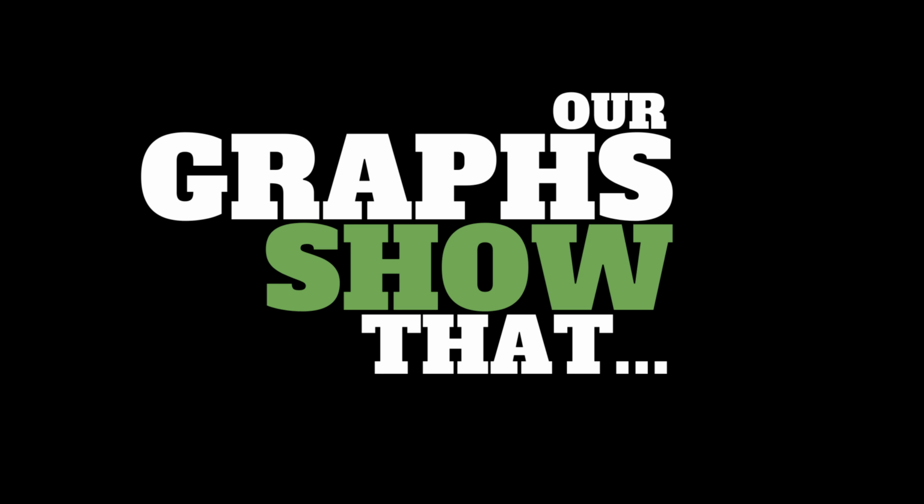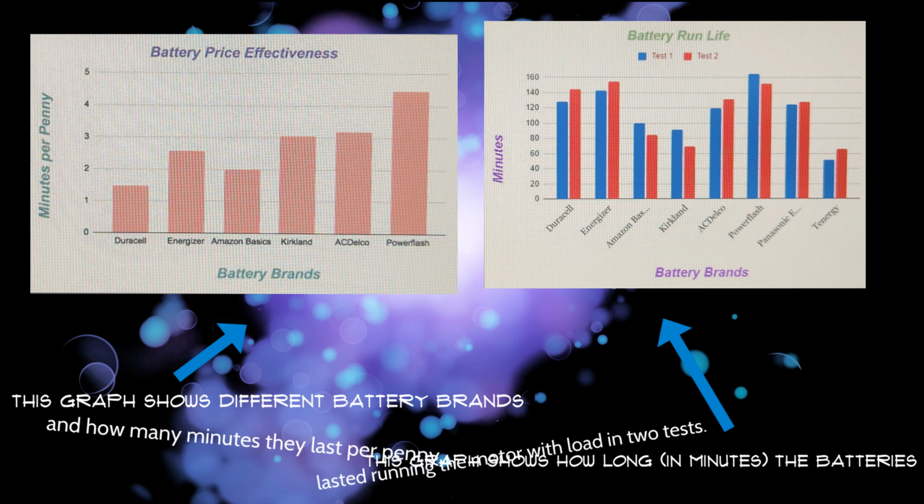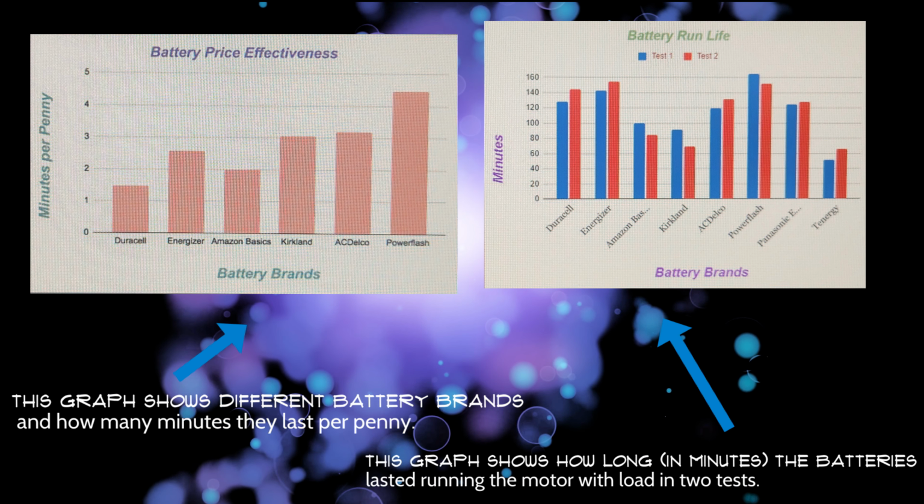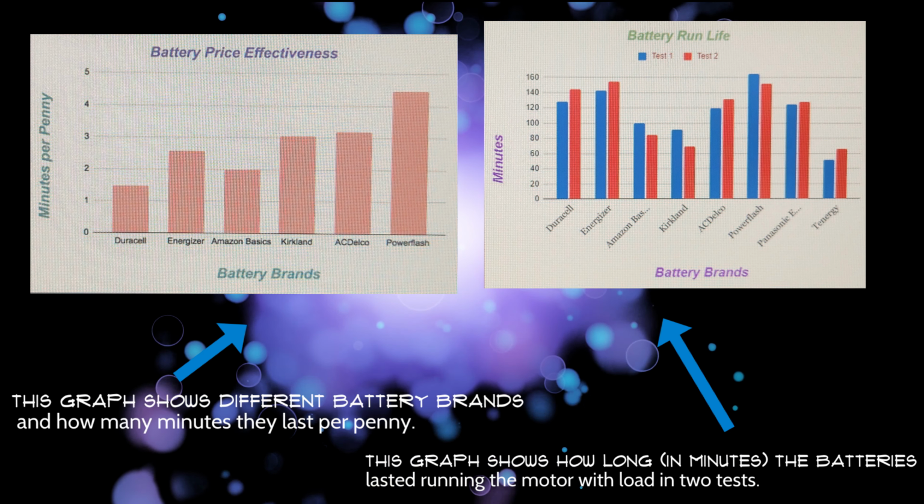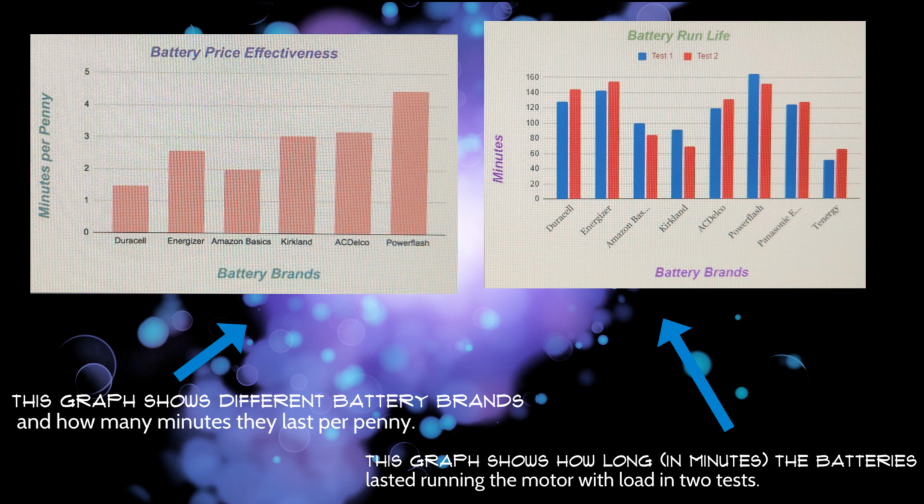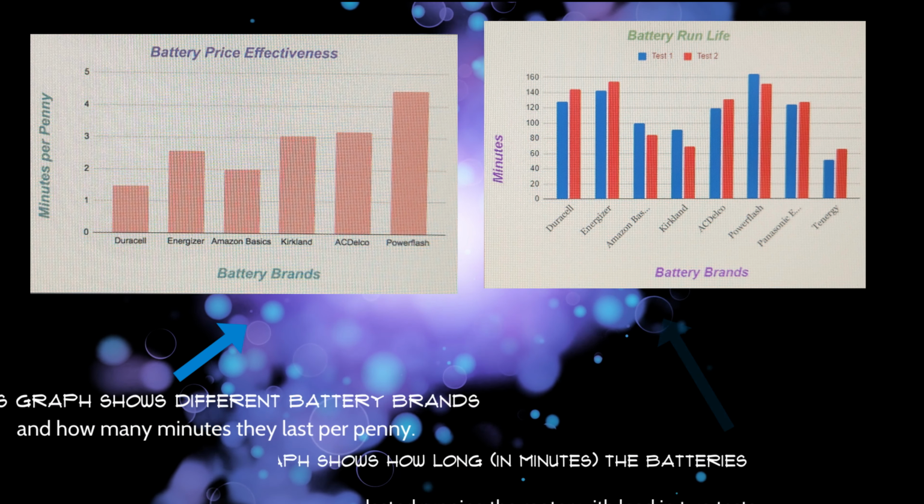So, next you'll see that there are two graphs that we made. On the left side, you'll see the first graph, which shows different battery brands and how many minutes they last per penny. On the right side, you'll see the graph that shows how long in minutes the batteries lasted running the motor with load in two tests. So that's the battery run life.